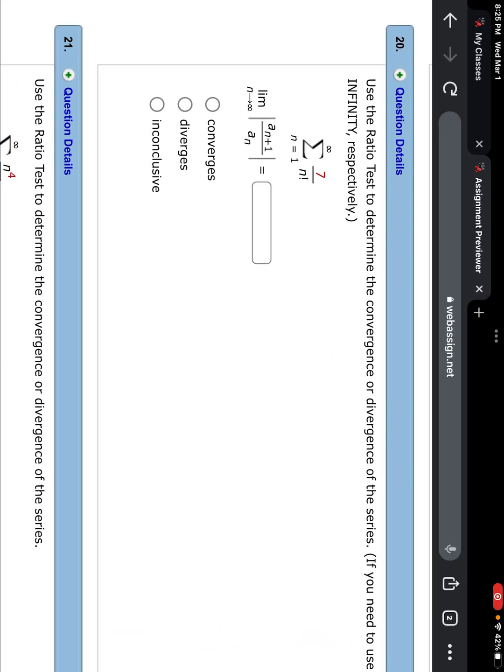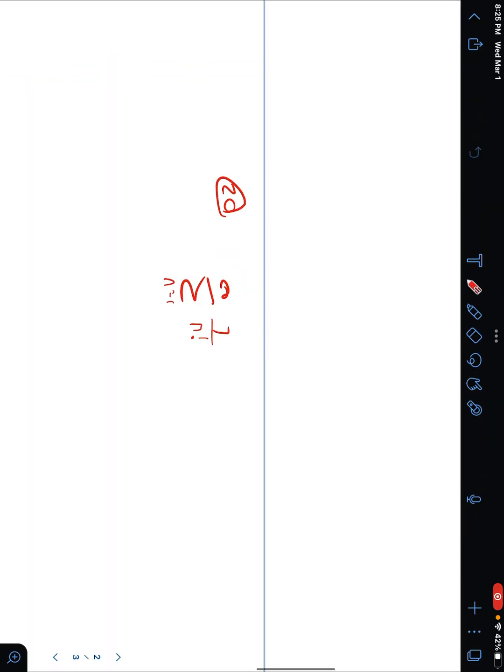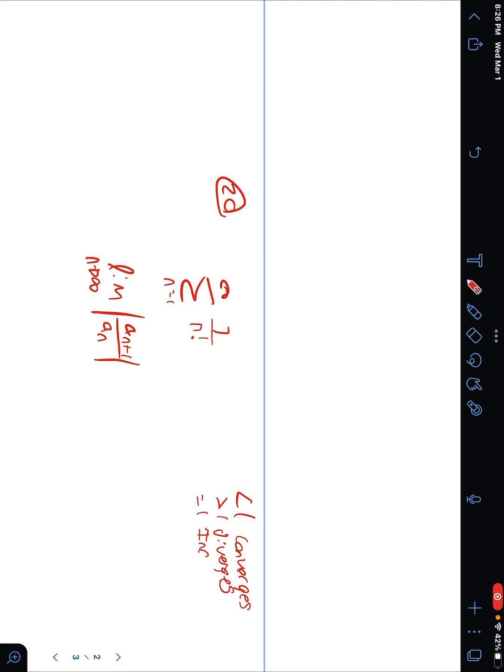So what we do with this is we plug in a sub n plus 1. We take the limit as n approaches infinity of the absolute value of a sub n plus 1 over a sub n. We want to show that it's less than 1 for it to converge. If it's less than 1, it converges. If it's greater than 1, it diverges. If it's equal to 1, it's inconclusive.